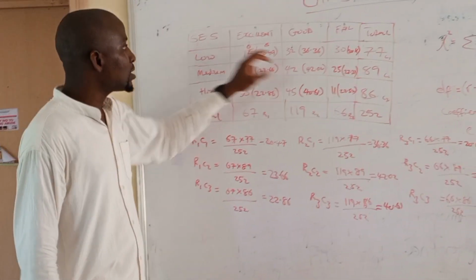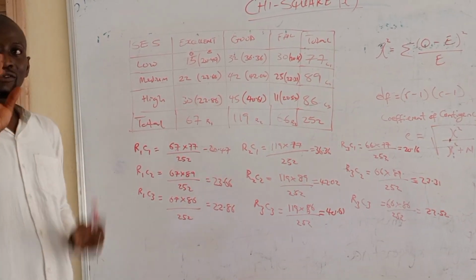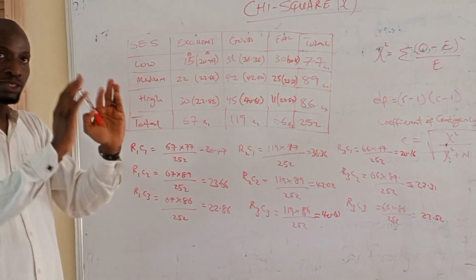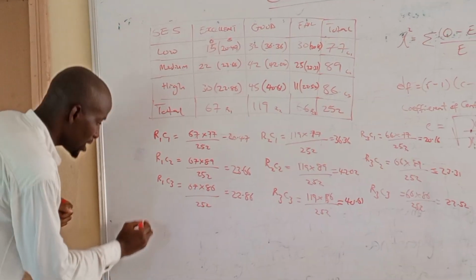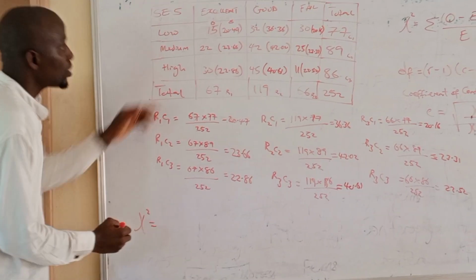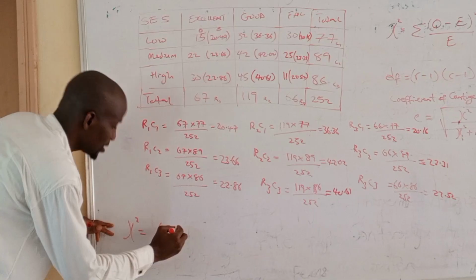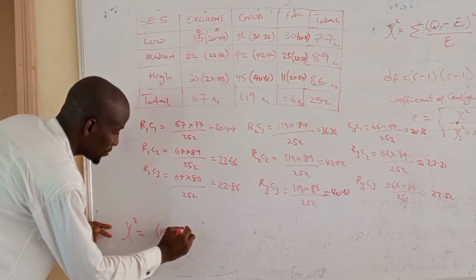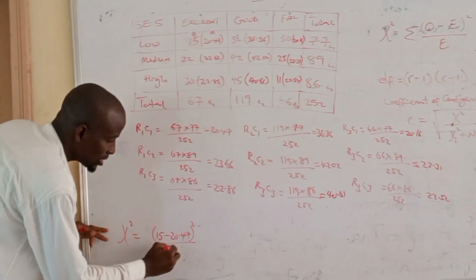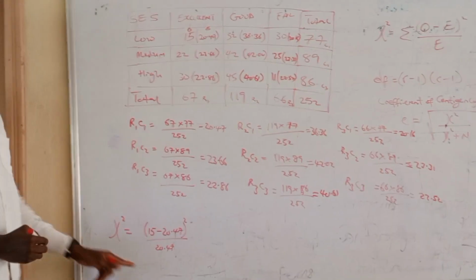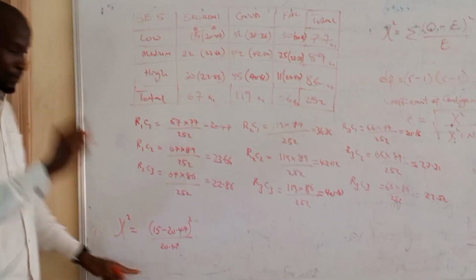Now we have how many? 1, 2, 3, 4, 5, 6, 7, 8, 9. So you have to compute observed minus expected squared divided by expected in 9 places. So let's do that. Our chi-square will now be, what's our observed? 15 minus what our expected? 20.47 squared, divided by 20.47. I said in 9 places, you have done one successfully.